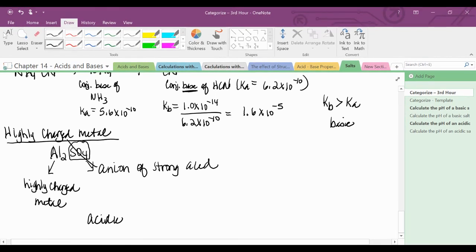Okay, so we've talked about all the key components that we're looking for in order to classify our salt as acidic, basic, or neutral. So now we're ready to look at some problems.